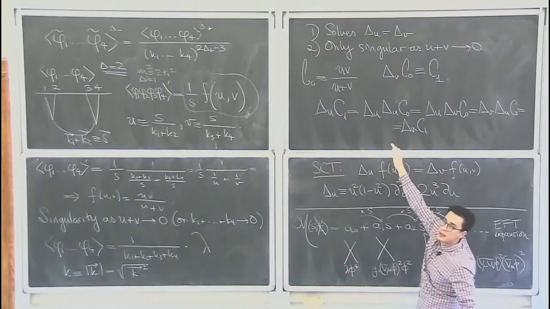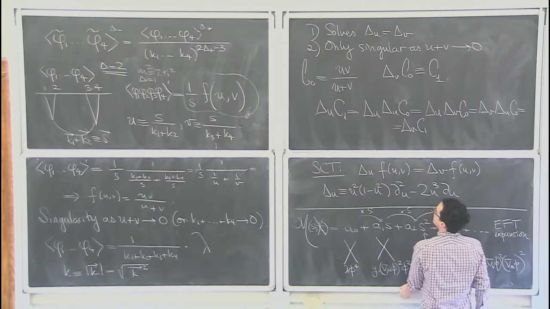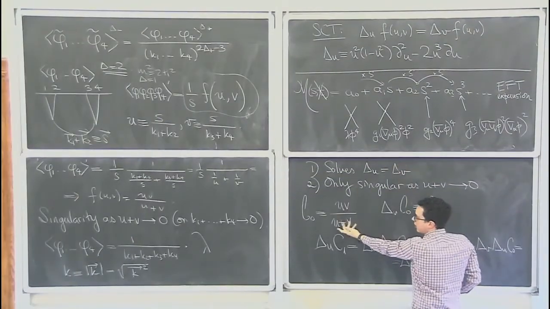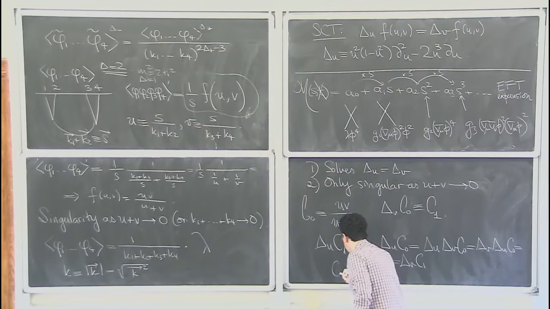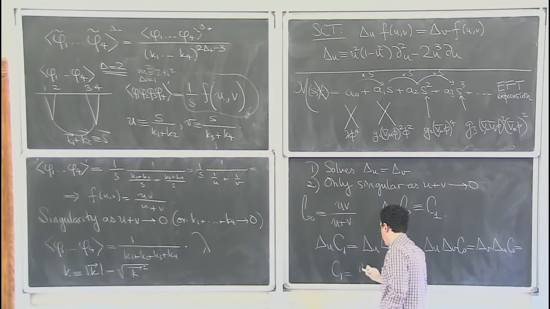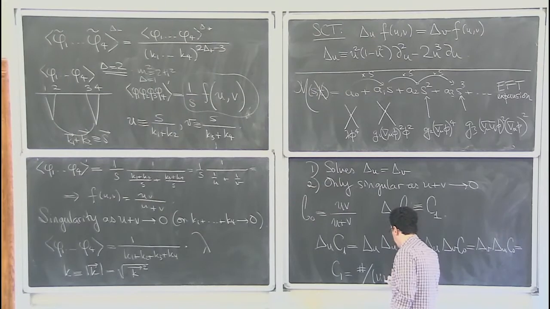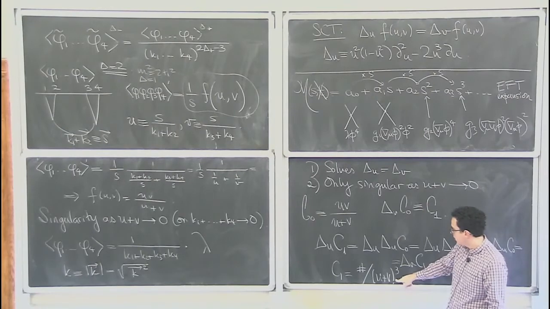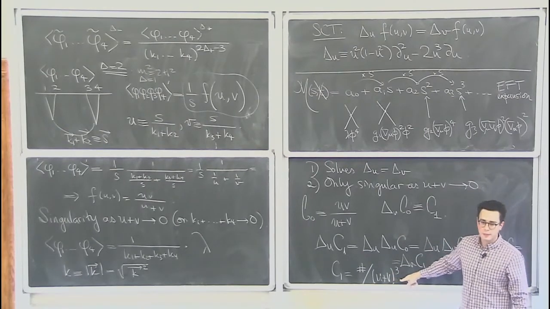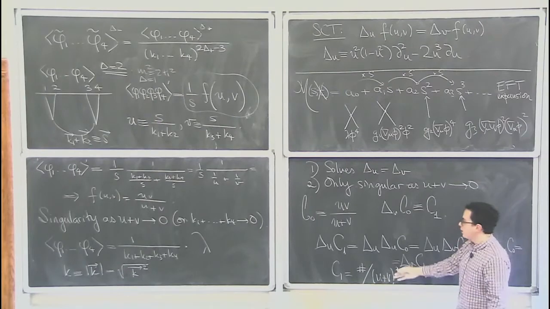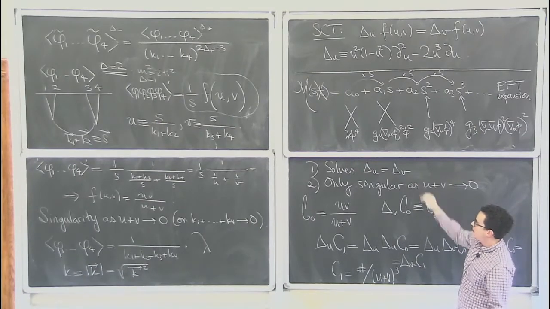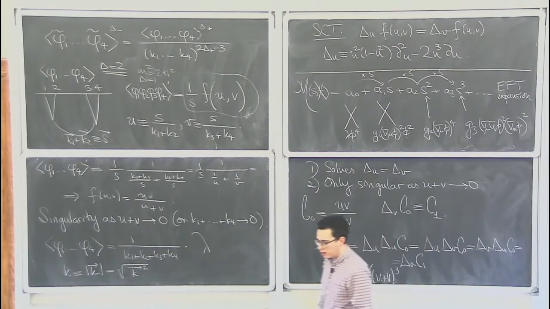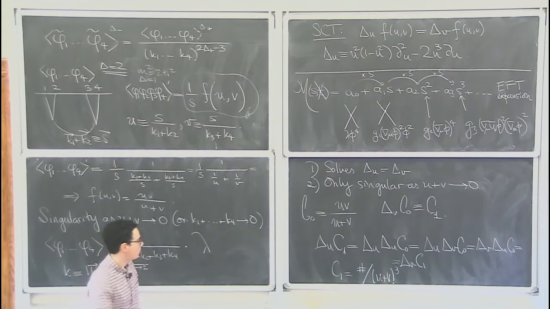It acts with two derivatives and so on. So what is it going to do to this expression that is a rational function? It's just going to give you a new rational function with perhaps a denominator of higher order. So C1 is going to be blah, blah, blah, and I let you figure out what it is, divided by U plus V cubed, because there will be two derivatives acting on C naught. Is that clear? And it's automatically a solution of the kinematical constraints. And again, it's only singular as I send U plus V to zero. So it's a contact term. We classify the new contact term.